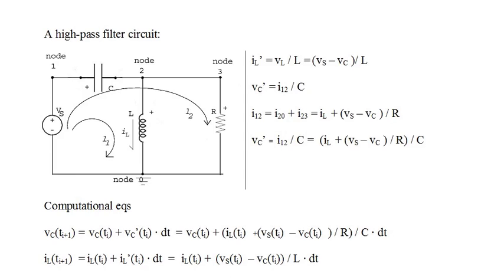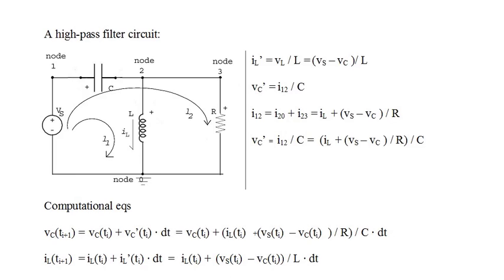From the capacitor model, the rate of change of capacitor voltage is the capacitor current divided by C, and the capacitor current is I12. So we need an expression for I12 in terms of state variables. Looking at node 2, the current in through I12 equals the current out through I20 and I23. I20 equals the inductor current, so that's a state variable. The voltage at node 2 is Vs minus Vc, so I23 is Vs minus Vc over R.